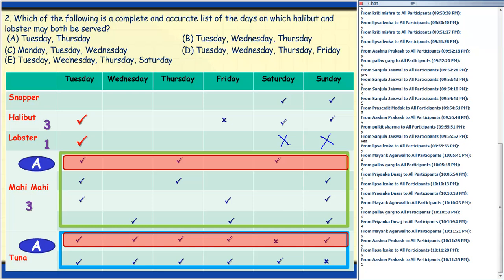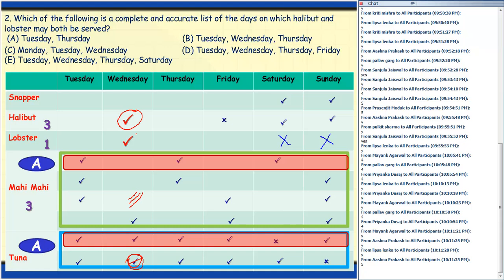अगर मैं Tuesday लेता हूँ, Tuesday चेक करने की जरूरत ही नहीं है because Tuesday is in all the options. तो Tuesday चेक ही नहीं करते हैं. Let's check Wednesday. If I serve halibut and snapper on Wednesday, yes, I can say 1 item, 2 item, and I can take this वाला केस. ये वाला केस माही माही के लिए और ये वाला केस मैं किसके लिए? हाँ, ये ले लेता हूँ. ट्यूना के लिए ये केस. तो डेफिनेटली 3 आइटम से ज्यादा पॉसिबल नहीं है.